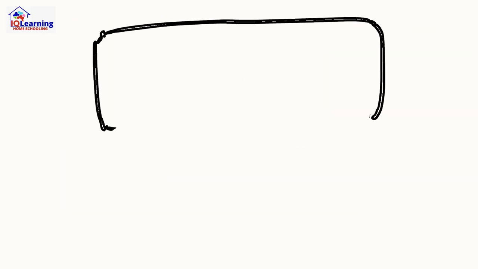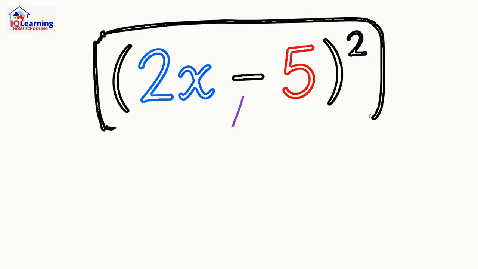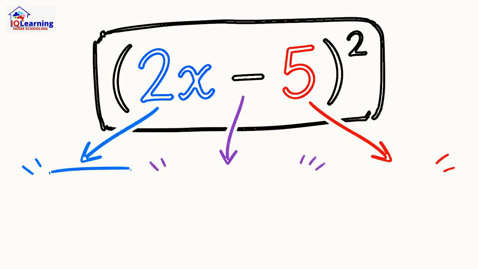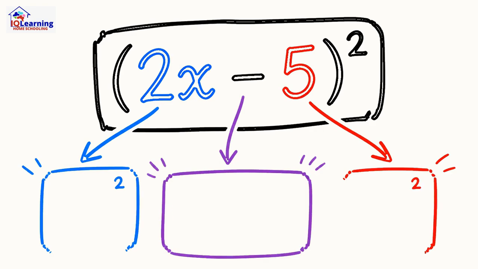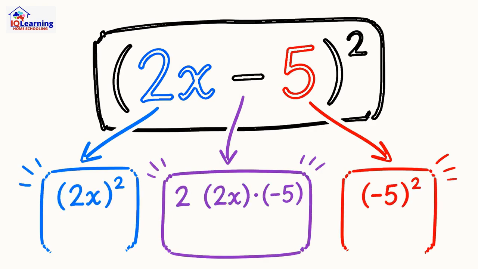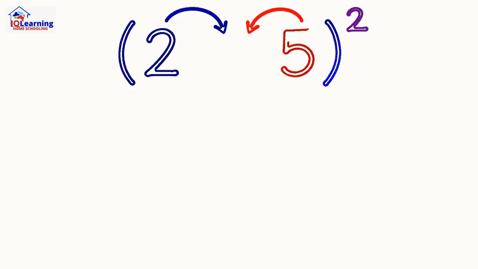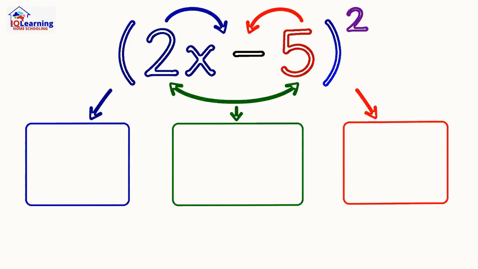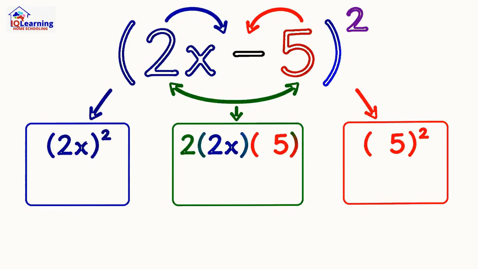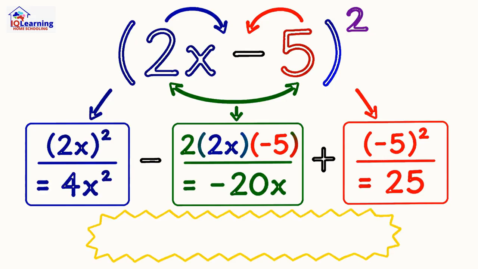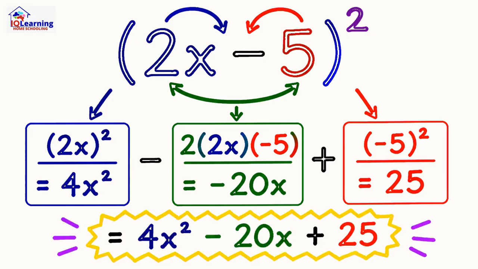The other shortcut is the perfect square, like 2x minus 5 squared. Don't fall into the trap of just squaring both parts. The rule is square the first, square the last, and double the product for the middle. So 2x squared is 4x squared. Negative 5 squared is positive 25, and the middle is 2 times 2x times negative 5, which is negative 20x.